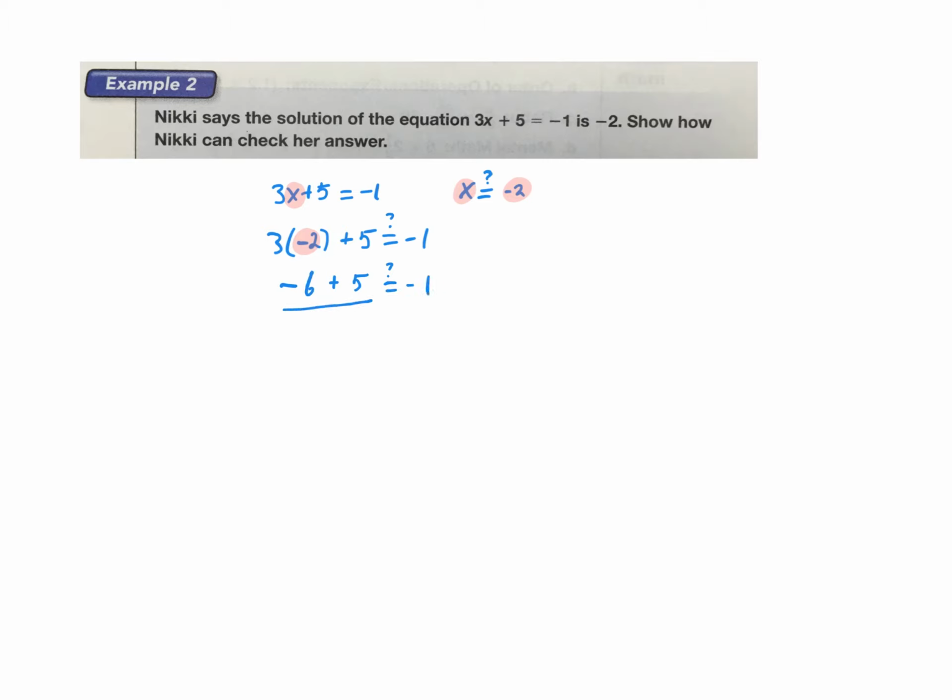Combine these together here on the left. Those have different signs, so I'm going to subtract. 6 minus 5 is 1. Keep the sign of the one that's further from 0, so the negative 6. So is negative 1 the same thing as negative 1? Well, yes, negative 1 is equal to negative 1. So that means Nikki's solution of negative 2 is correct.